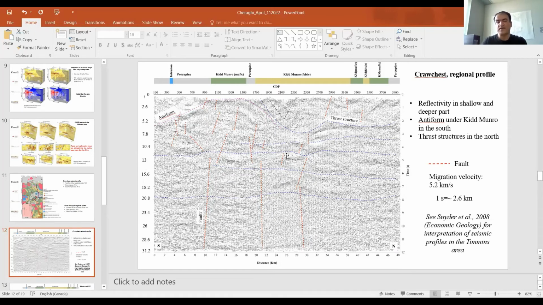In Tectonophysics, but here we are looking at the entire 12 seconds of data. But my interpretation is alongside what Dave had in this area, Crouchest and South Timmins and other ones.